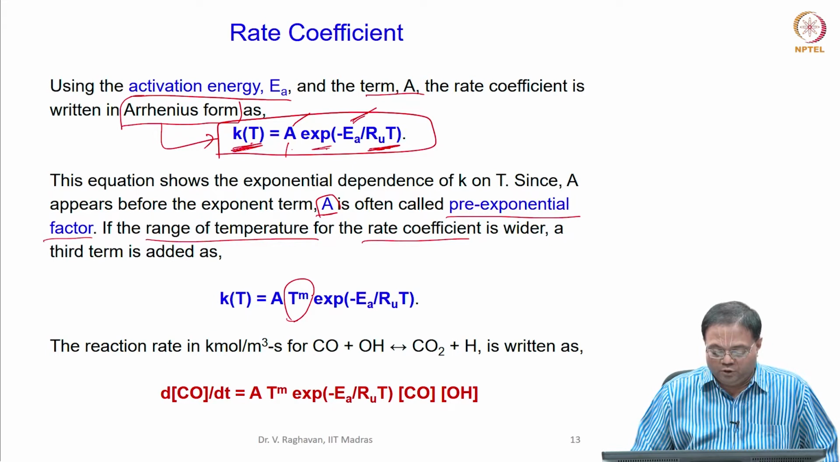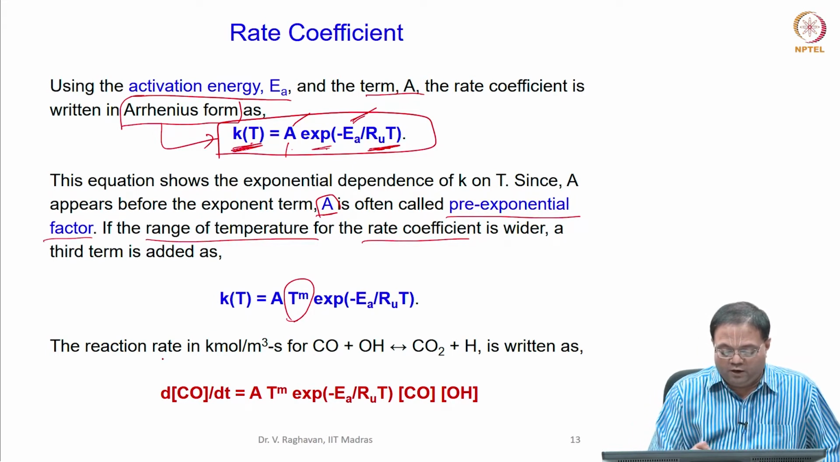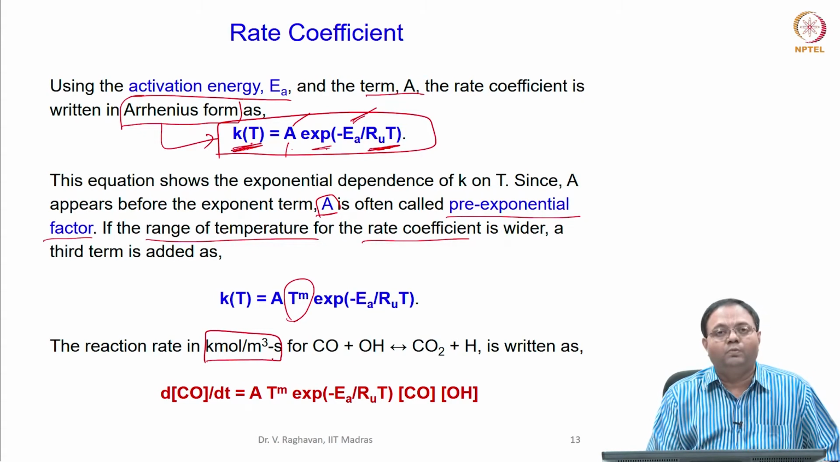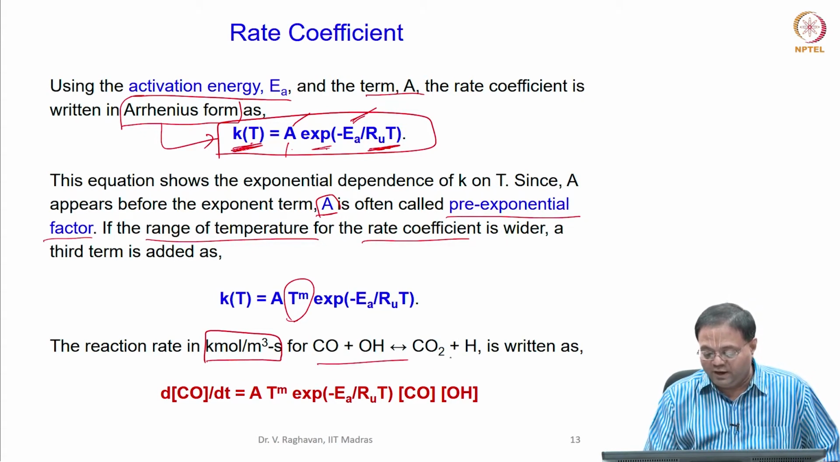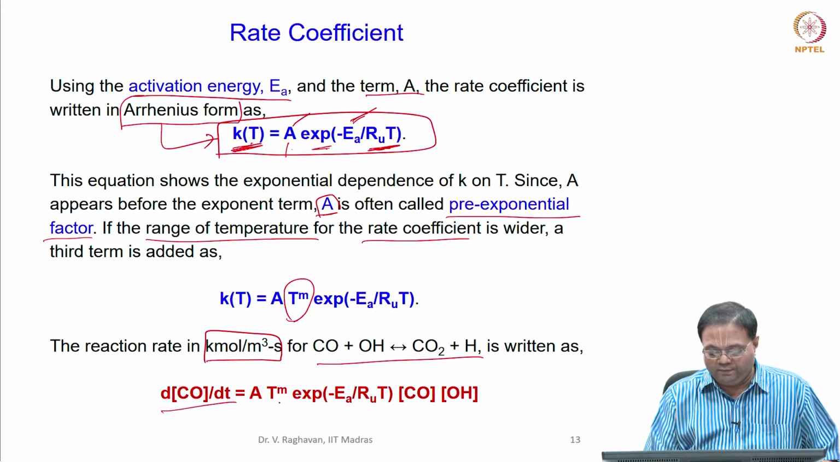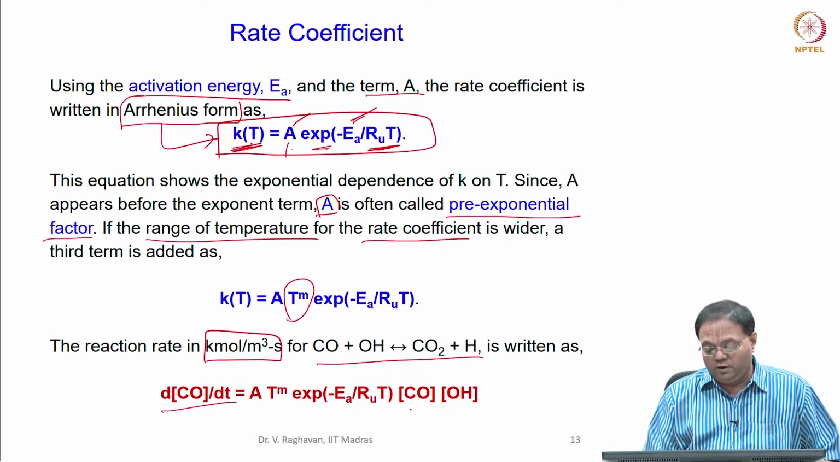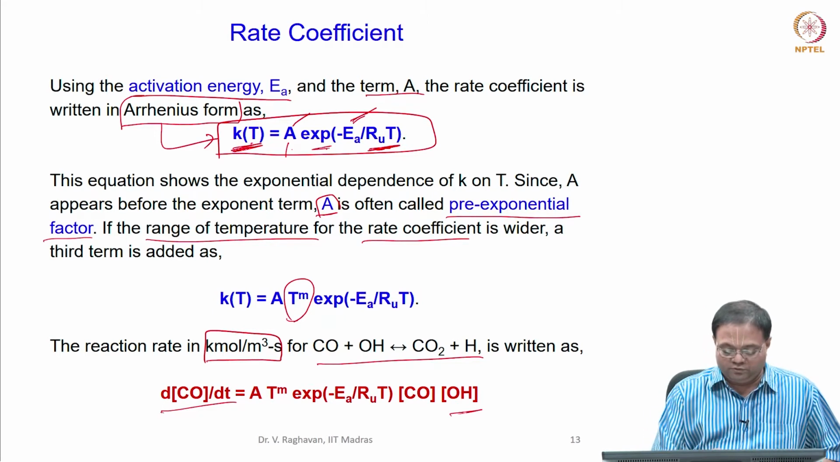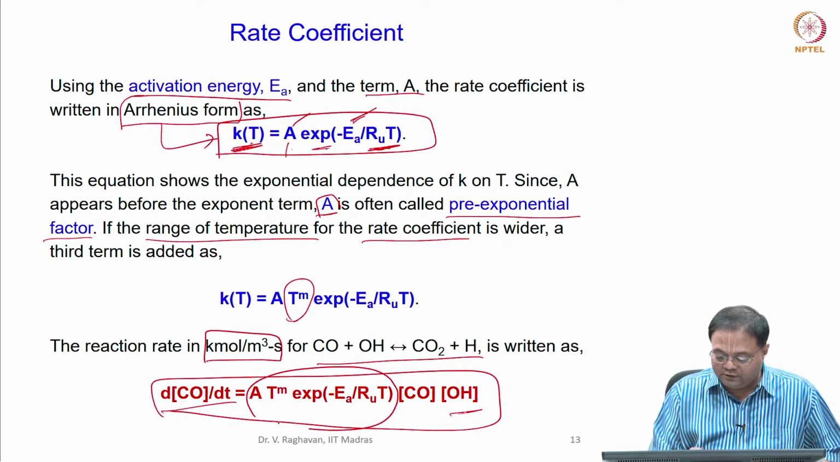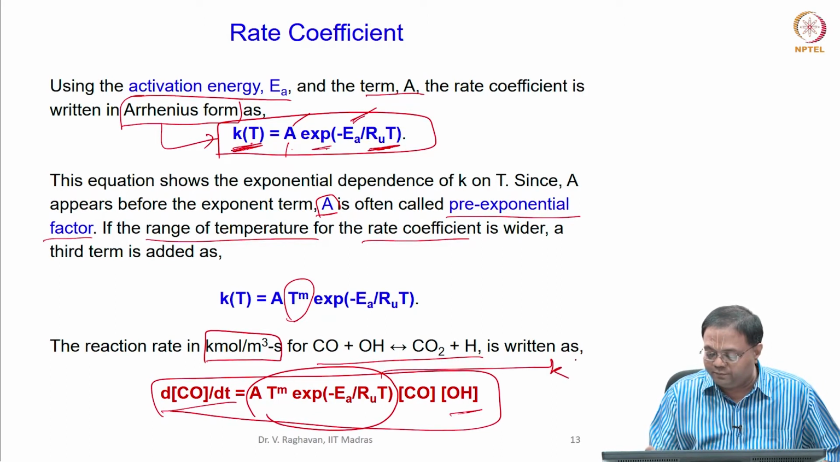Okay. So, for example, normally the reaction rate is given in the molar basis, kilomole per meter cube second. So, for this reaction we can write d[CO]/dt is A into T^m into exponent of minus E_A by R_u T into concentration of CO raised to power 1 and concentration of OH raised to power 1. So, this is the way you write this. So, now this is nothing but the rate coefficient k(T).